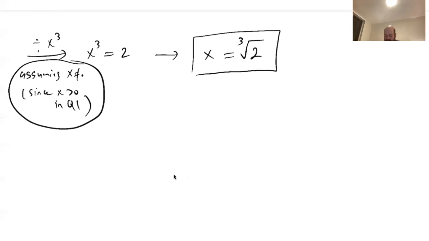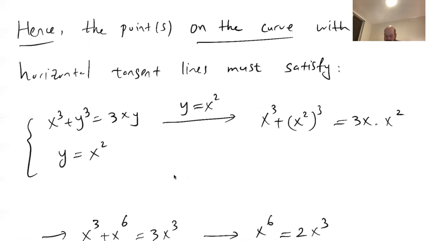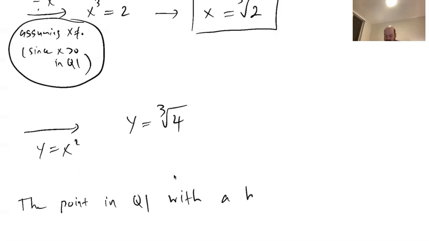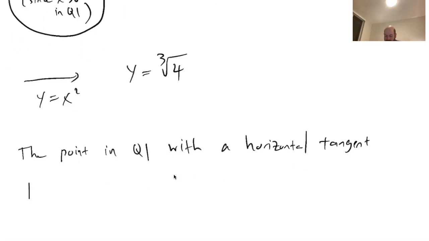And then we can find the y value. How much is the y value? Y was x squared, remember? Y is equal to x squared. So then we'll have y equals cube root 4. So the point in quadrant 1 with a horizontal tangent line is cube root 2 and cube root 4.